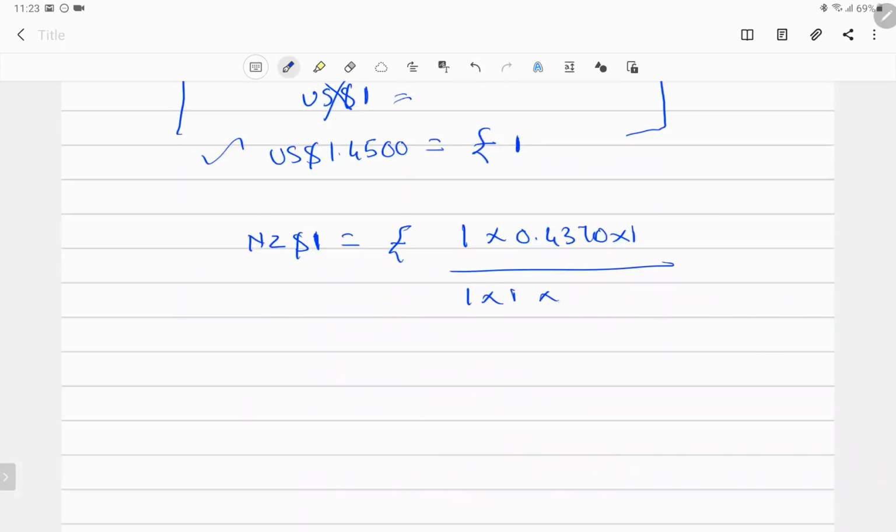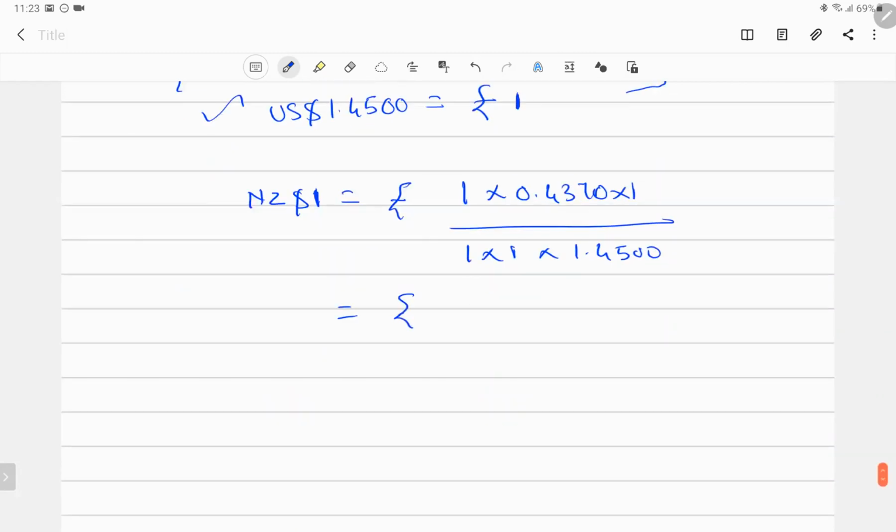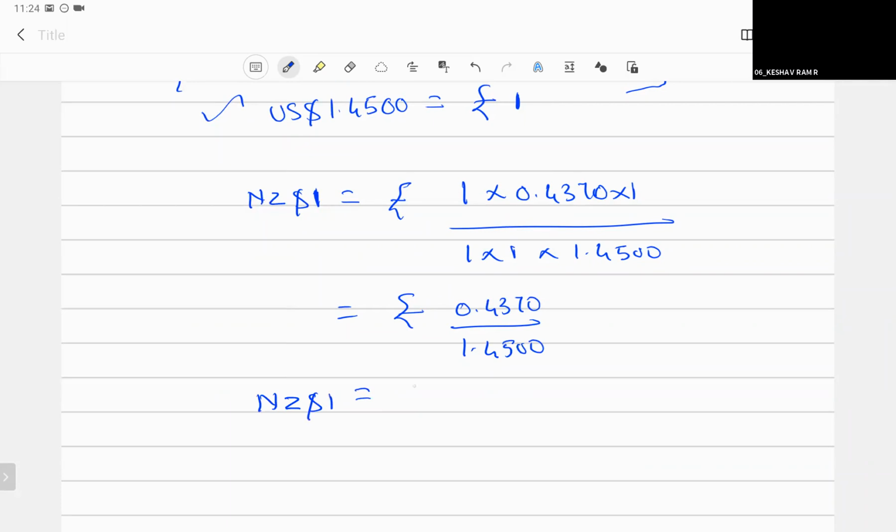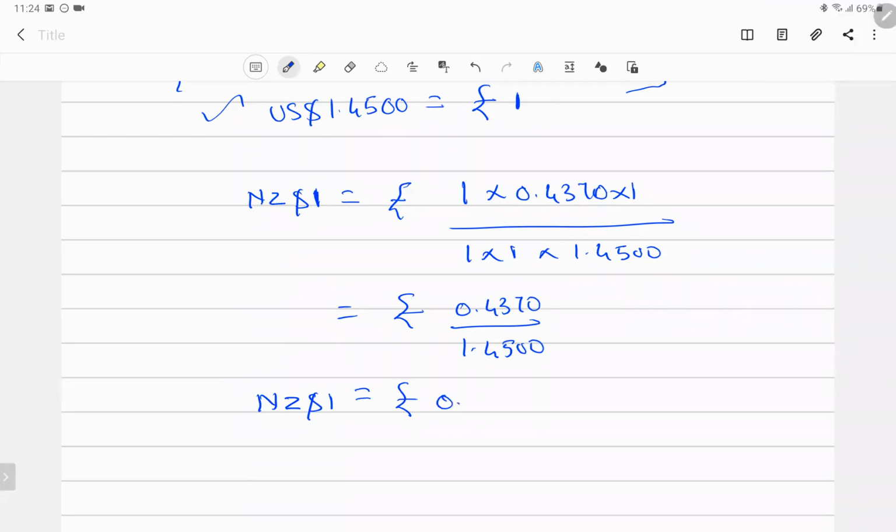So how much are you getting? 0.4370 divided by 1.4500. So how much will be the term currency for one New Zealand dollar? 0.3013. Okay, 0.3013, or any rounding after that? Sir, 0.3014. Okay, 0.3014. So this is the cross rate that we have done for the New Zealand dollar.